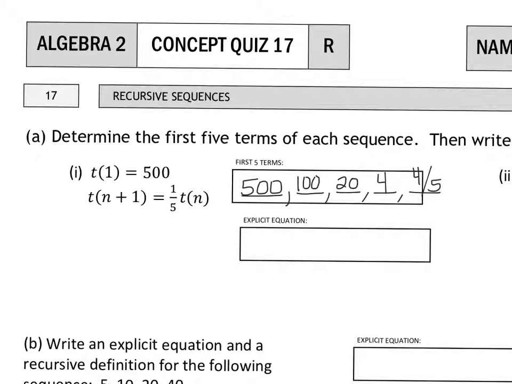The explicit equation is, in terms of n, the equation of the sequence. So we can see that this is a geometric sequence, so we need the initial value, which is 500 times 5, 2500, and the multiplier is 1/5, and that's to the nth power.